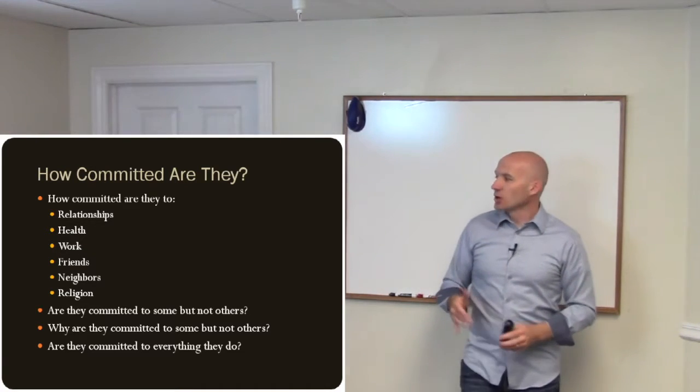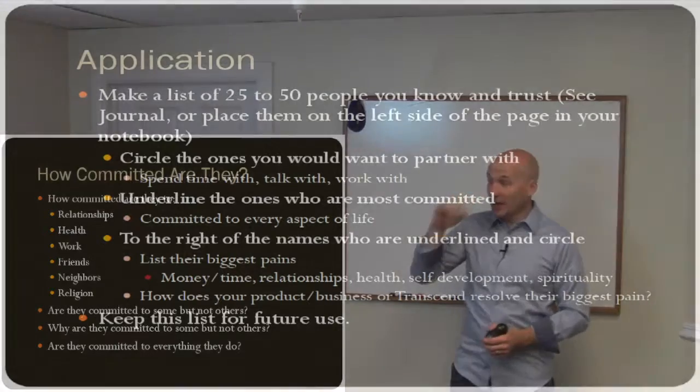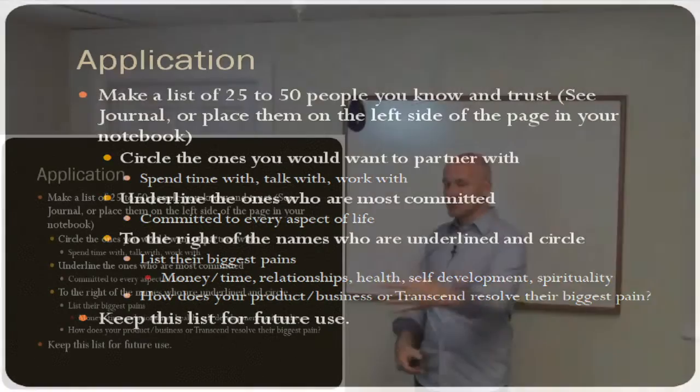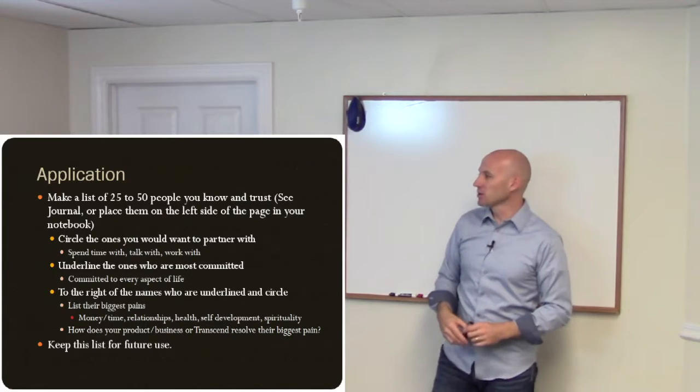All right, so application. You're going to make a list of 25 to 50 people, and in the journal there's a place for this, okay, where you're going to make a list, and you can do more. If you know a lot of people, list them all. List all the people that you think are going to do this, okay?